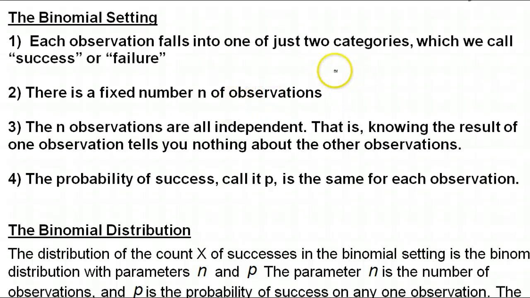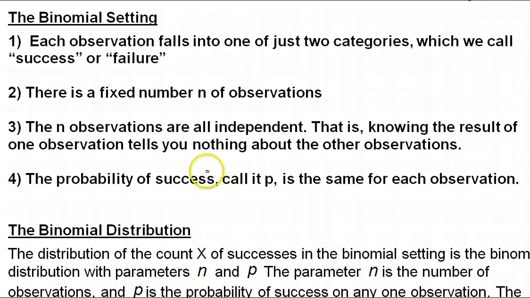The second thing is it has to be a set number of outcomes, a set number of observations. So it can't be infinite. The n observations have to be all independent. So one outcome has to have no effect on the other outcomes. All right? Each one should be separate, independent.